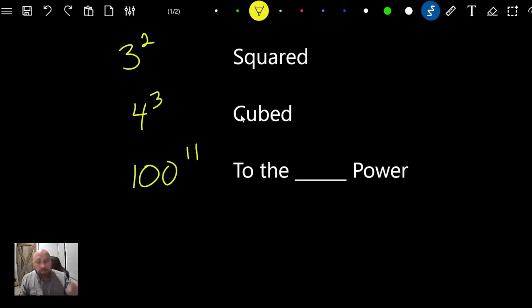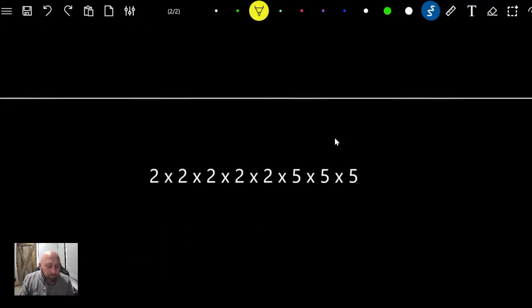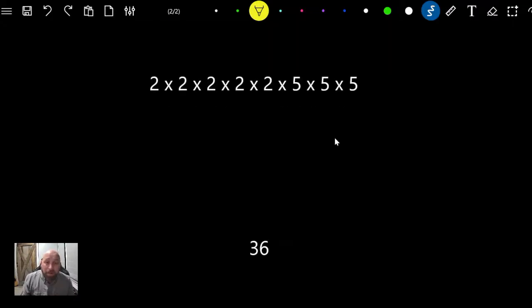The first two have fancy little names: a little 2 squared and a little 3 cubed. So if you see that, you'll know what that means. And you've probably heard that before, right? Squared and cubed.